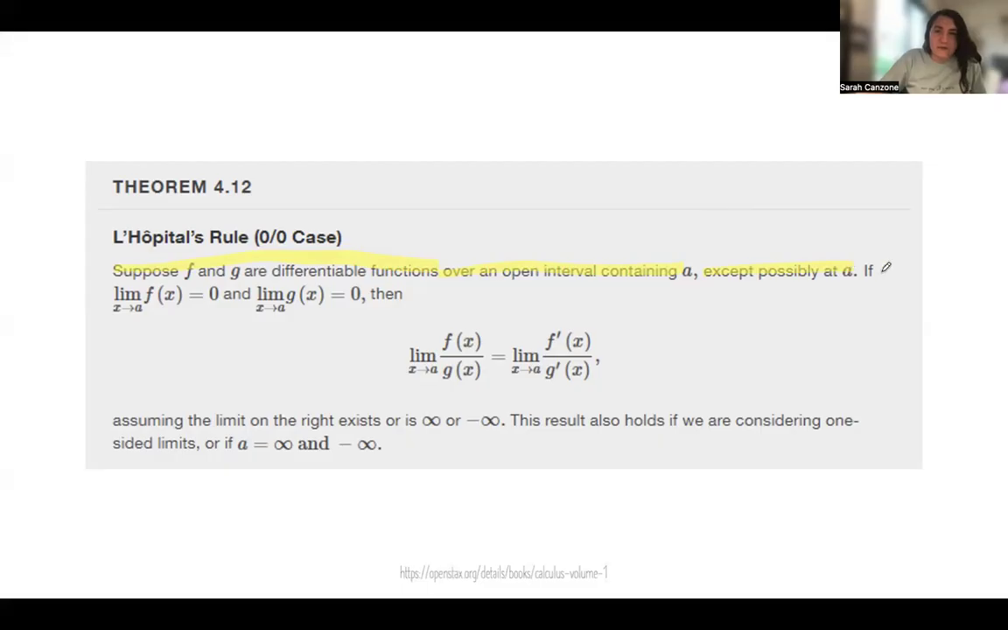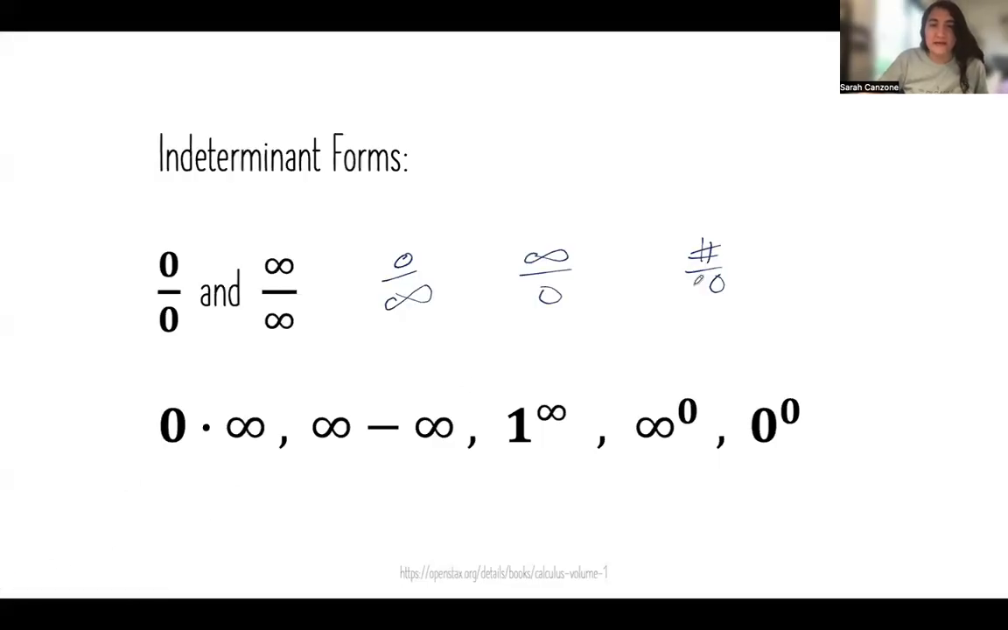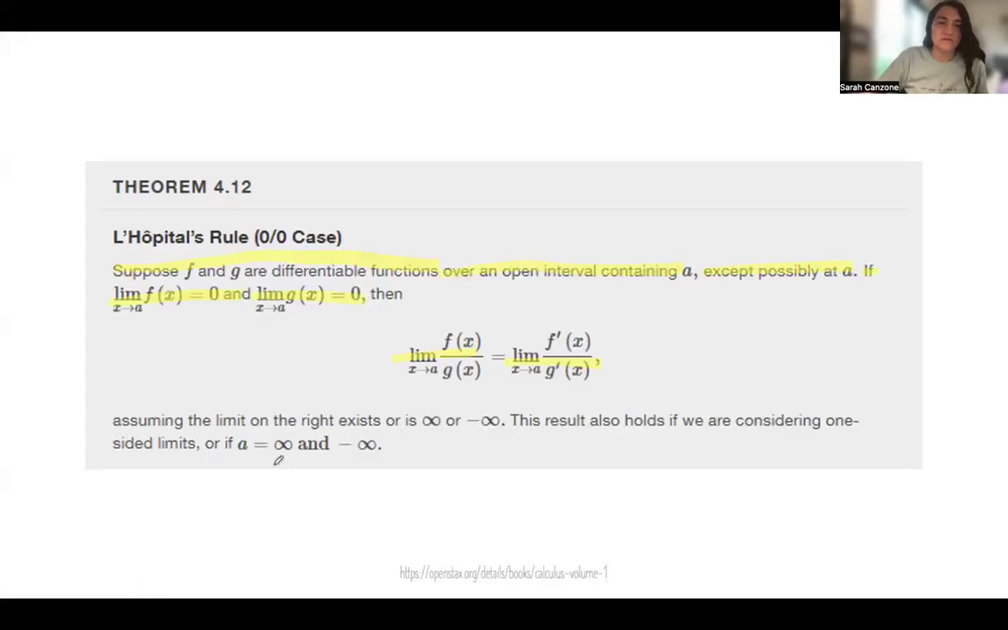Okay. If the limit as x approaches a of f is 0 and the limit as x approaches a of g is 0, then the limit as x approaches a of f over g is equal to the limit as x approaches a of f prime over g prime. So, first of all, what I want to note is it doesn't have to just be 0 over 0. It can, in fact, be any of these indeterminate forms. Any indeterminate form you see, you will use L'Hopital's rule. So while this is accurate, add all of those to it.